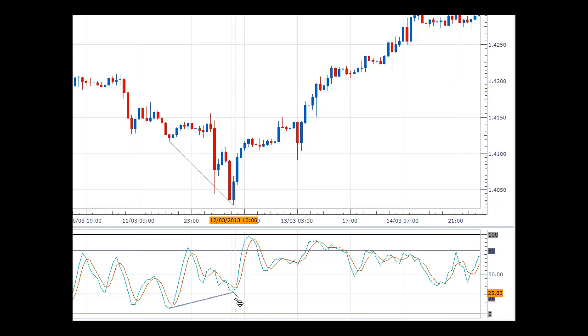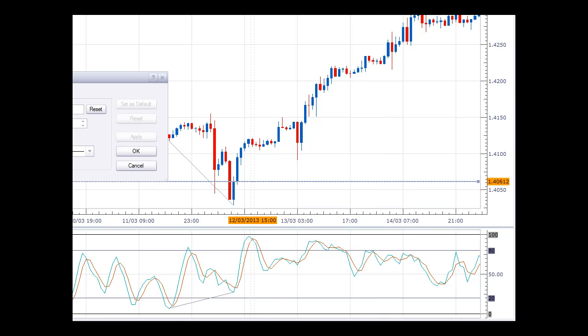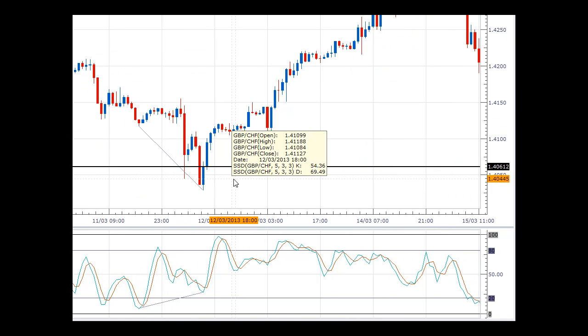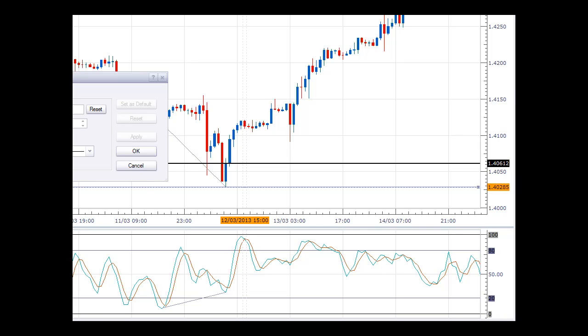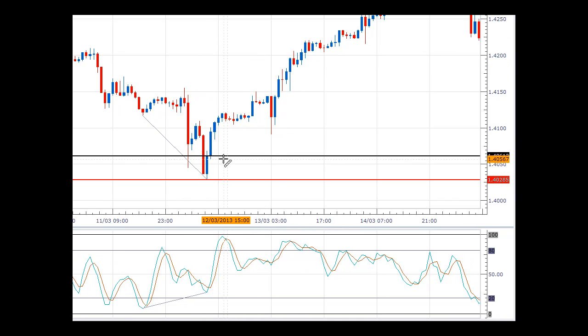So when this blue line crosses above, this is where I will enter a trade. At this point here, I place my stop loss at the most recent swing low indicated by this red line. So how wide is this? It's about 32 pips. So my target profit will be double of this, which is 64 pips. So I set it somewhere here.